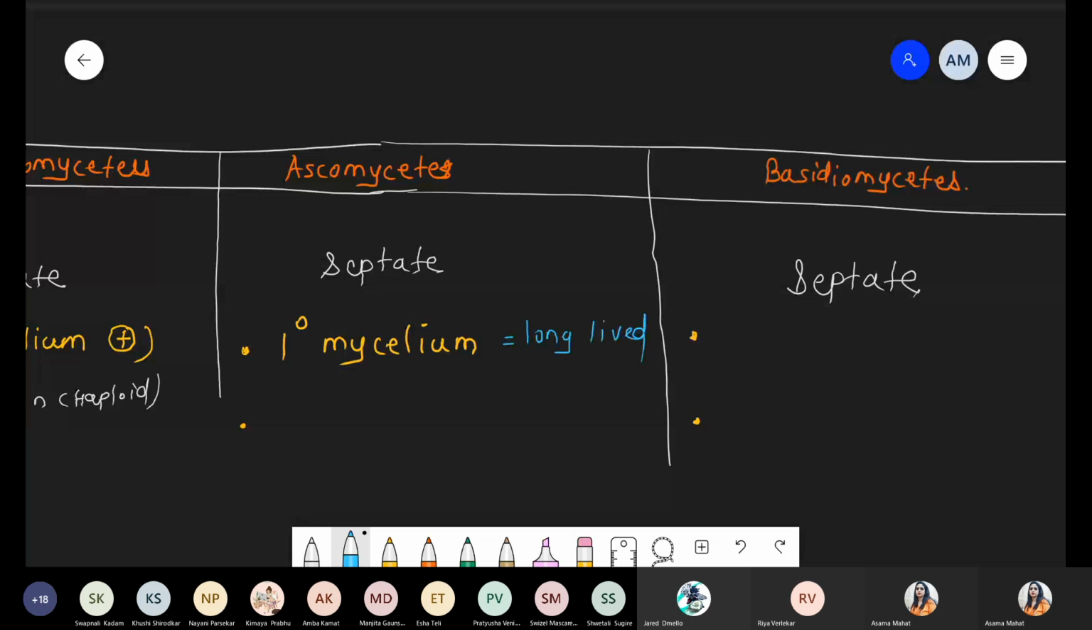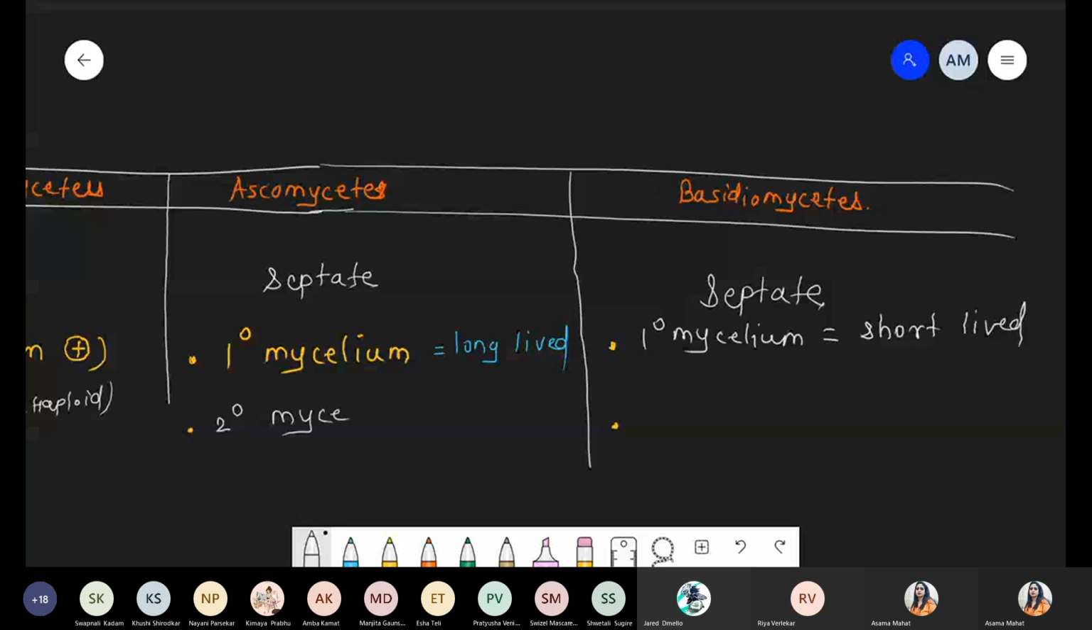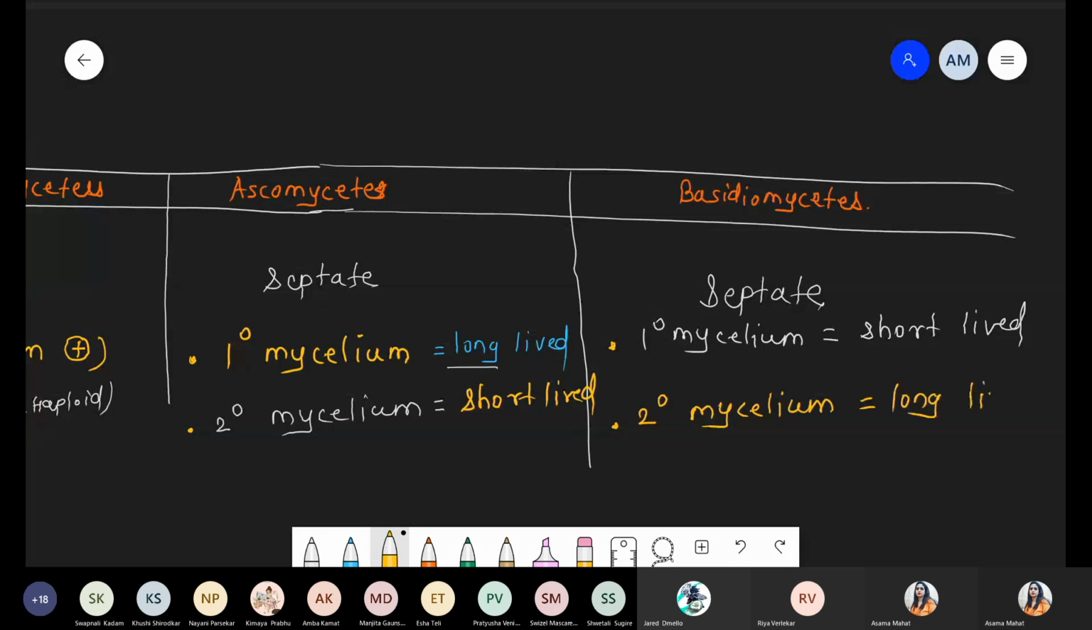Half-life is short. Again, secondary mycelium, just we discussed. Primary mycelium is long, so ultimately secondary mycelium has the short life. And exactly reverse scenario under the Basidiomycetes, secondary mycelium, basically, is long-lived. Remember this point. अगर simple question बन रहा है तो कैसे बनेगा?